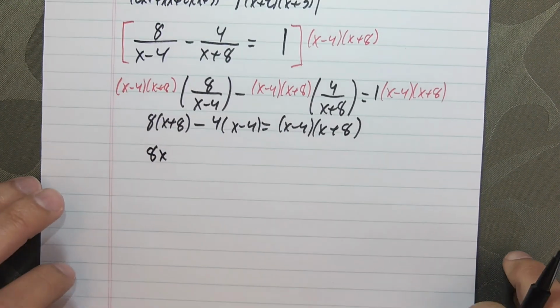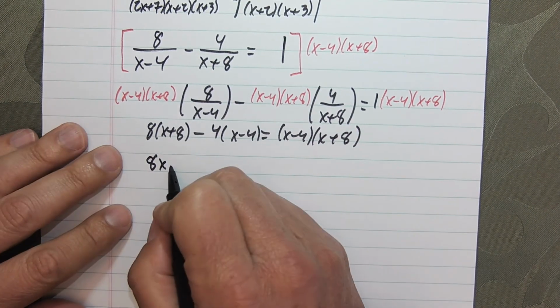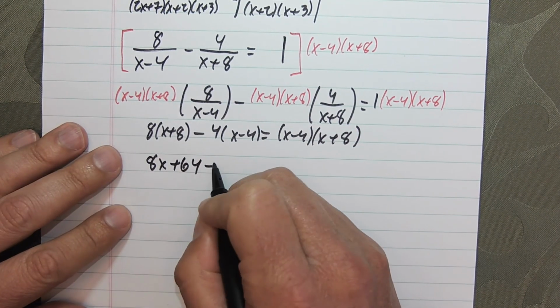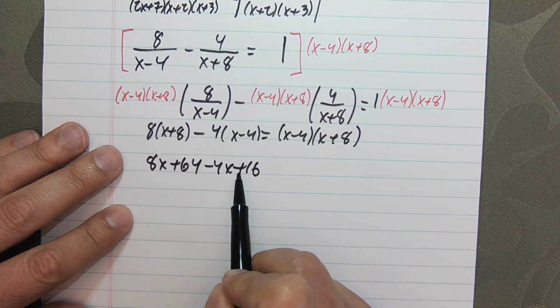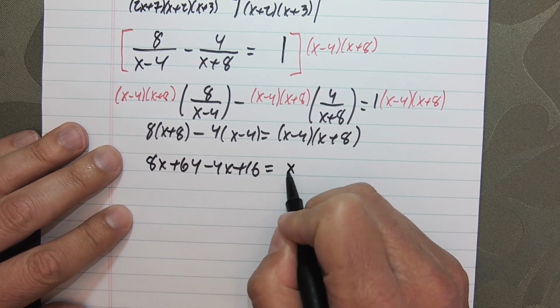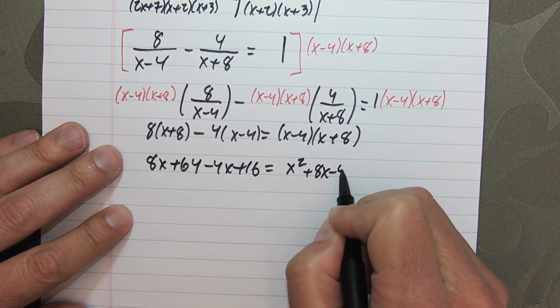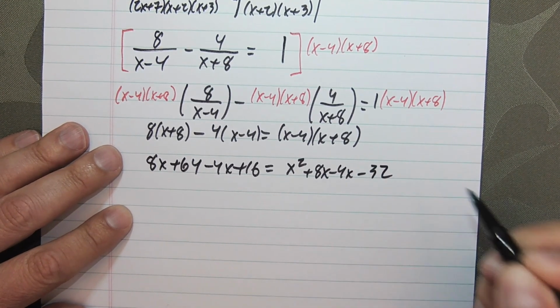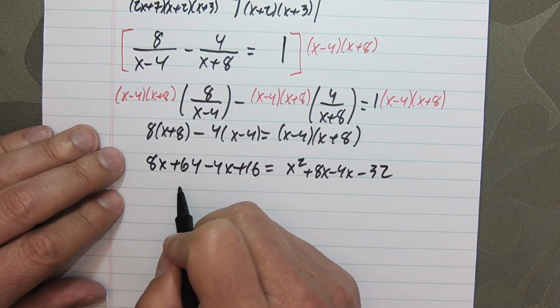Push that up a little bit. A little too high. There we go. Be careful you distribute the negative 4 to both. It becomes plus 16. And it looks like we're going to end up with a quadratic here.